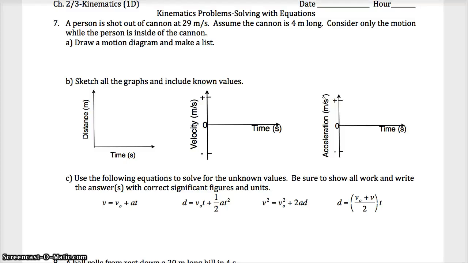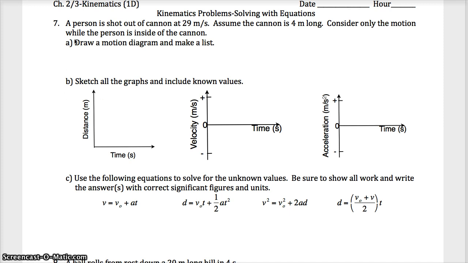This video is going to cover number 7 and number 10 in your Kinematics problems worksheet packet. I'm going to go over specifically 7 and 10 to show you different ways of solving. So I'll just get started.